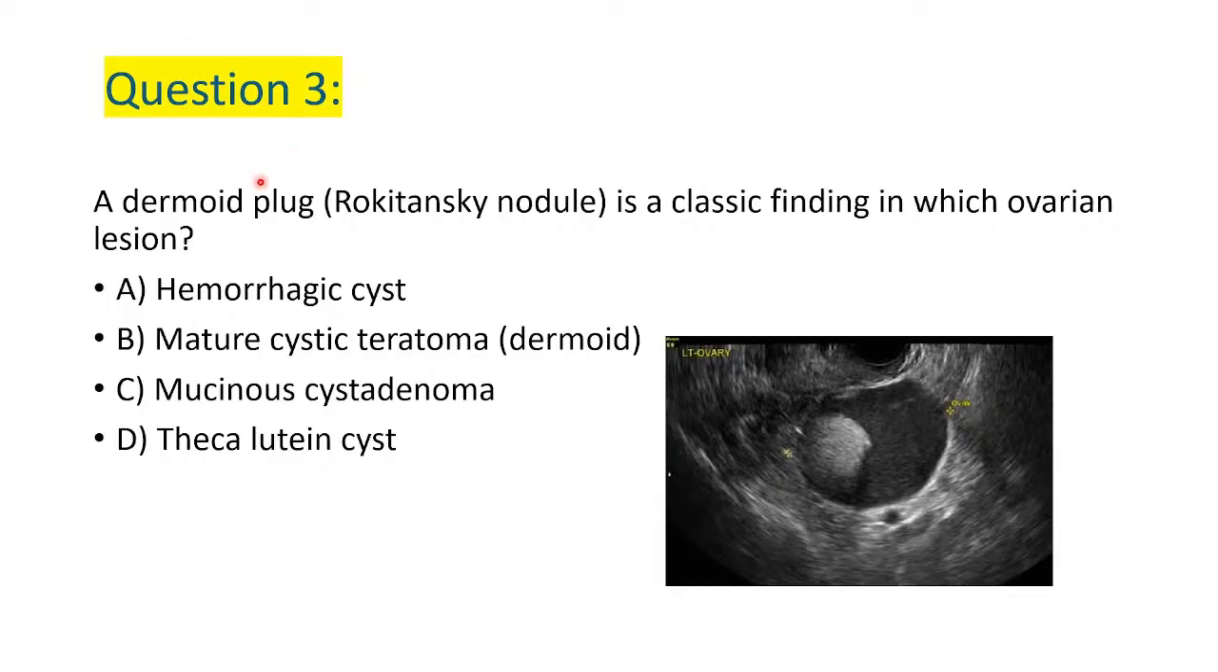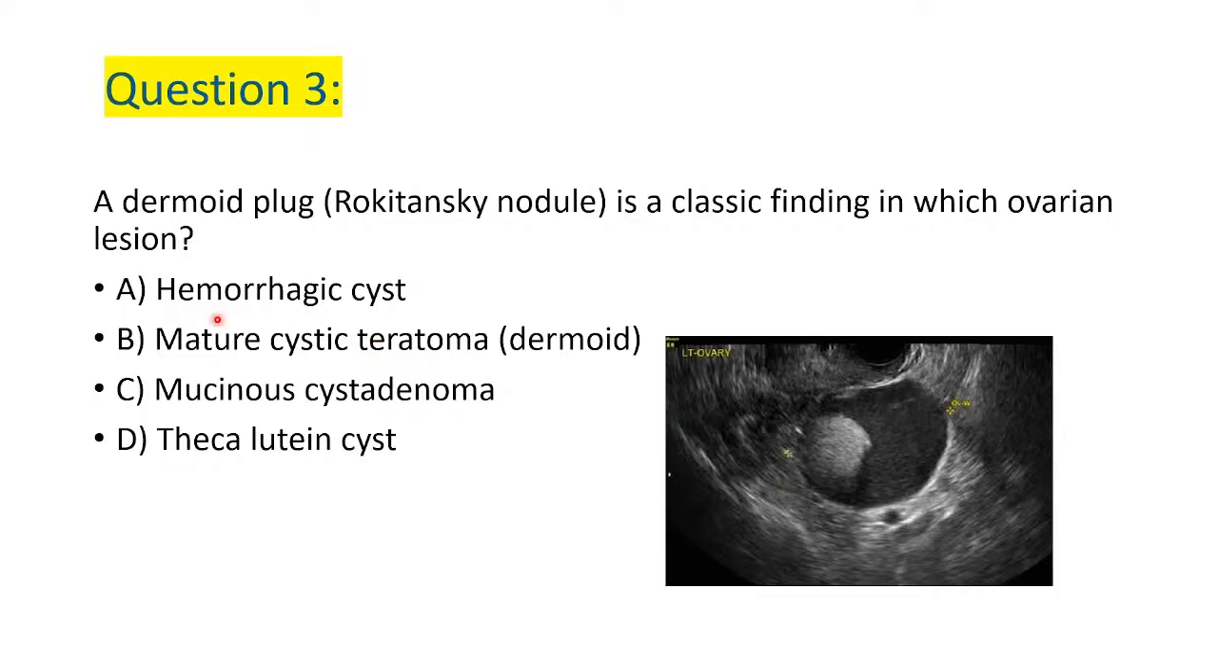Question number 3. A dermoid plug, the Rokitansky nodule, is a classic finding in which ovarian lesion? So this is our ovarian mass lesion there. Then you can see here what we have. This is the echogenic nodule that is called the Rokitansky nodule. You can also find some internal debris in the dermoid cyst, called the dermoid mesh. This Rokitansky nodule gives a posterior acoustic shadow, so the configuration is what we call the tip of the iceberg sign.